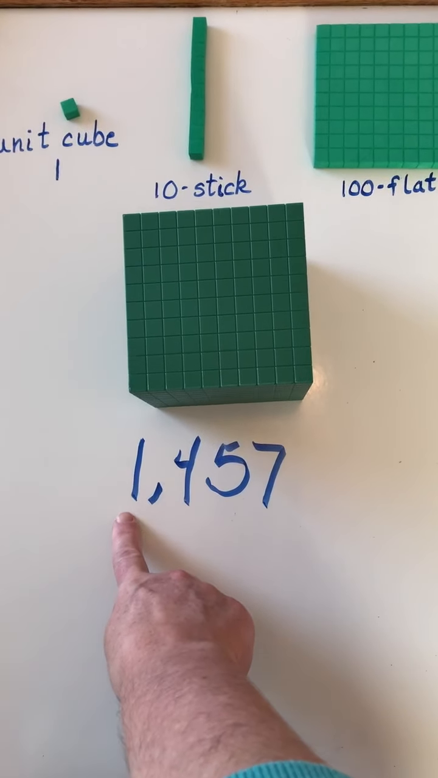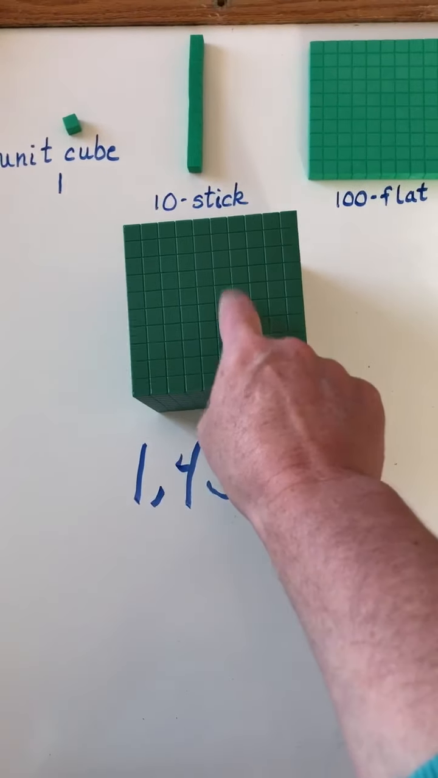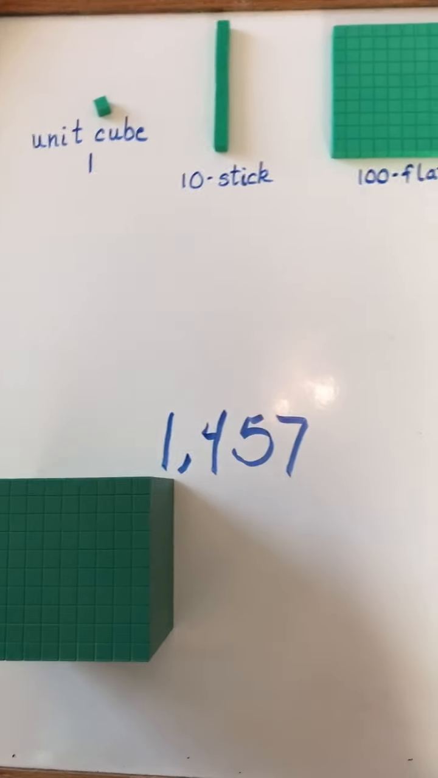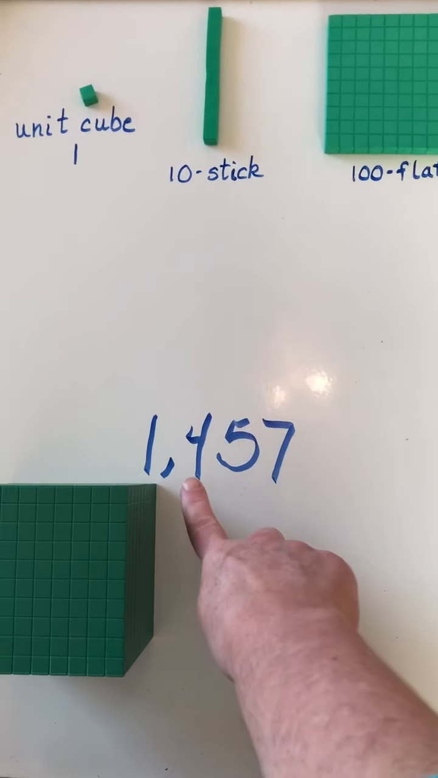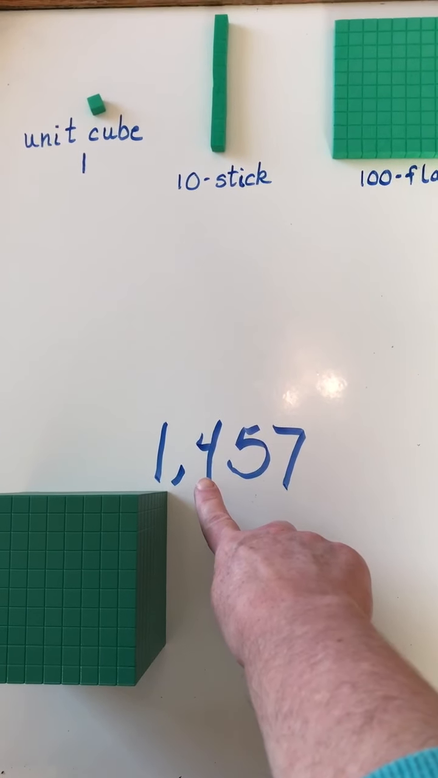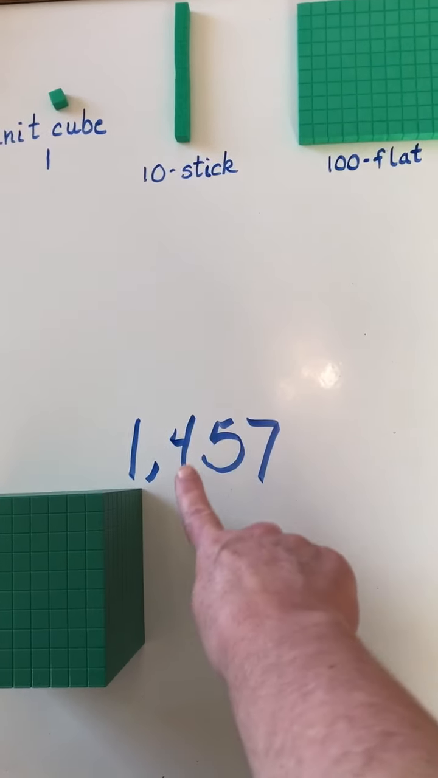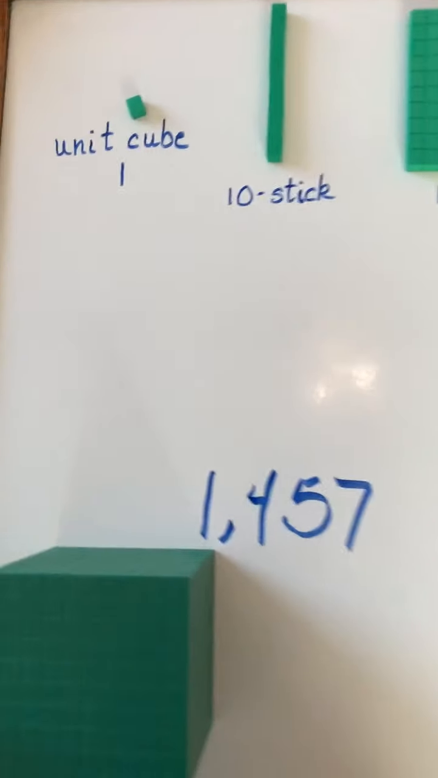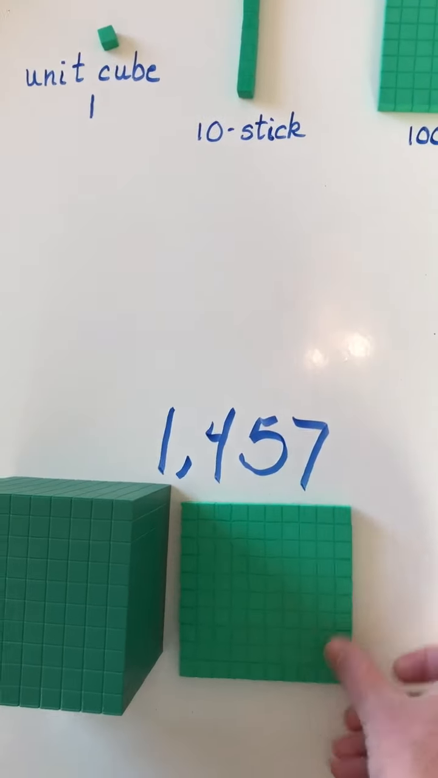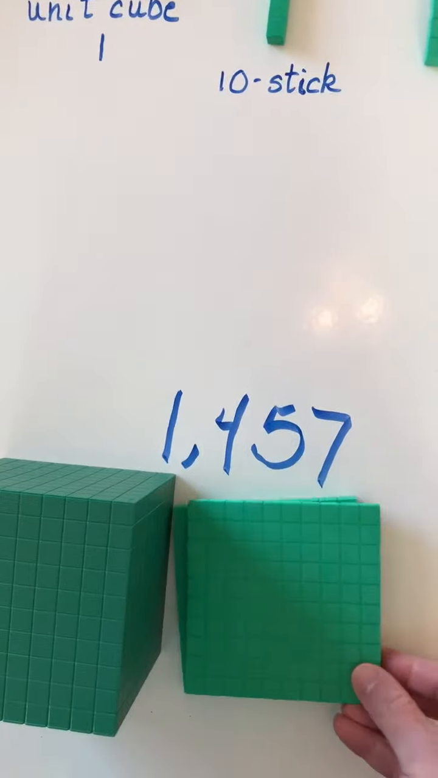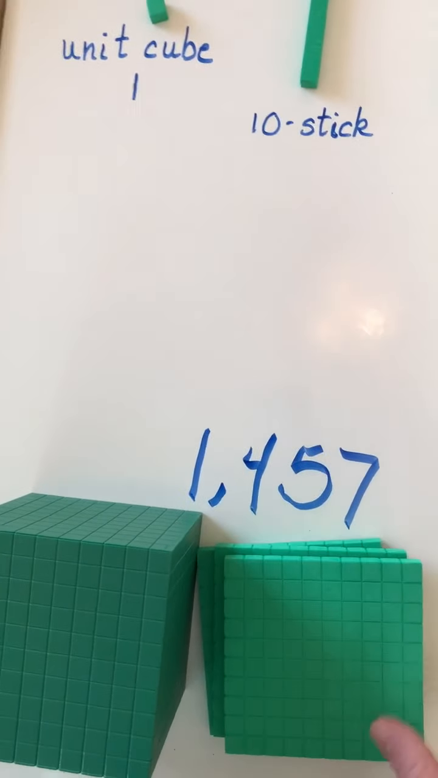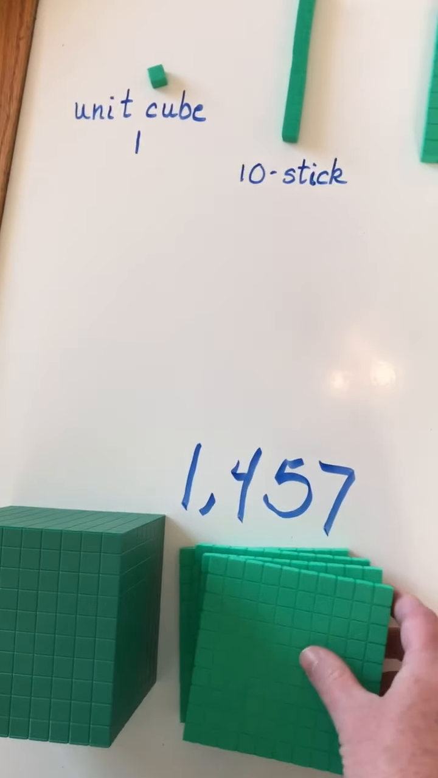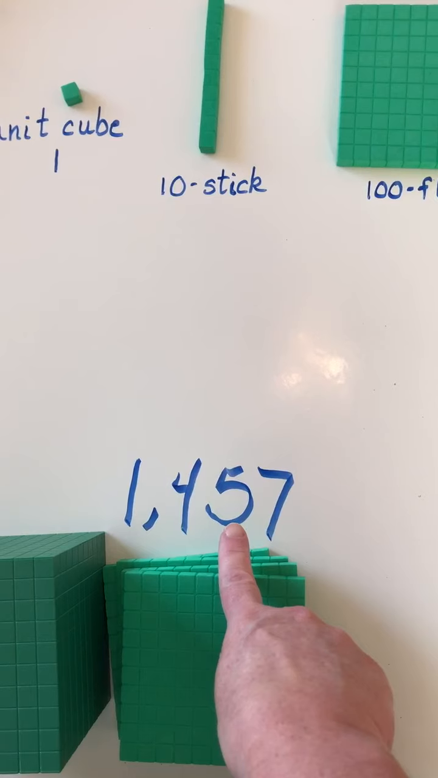Look at the thousands. What am I going to use for that? Yes, I've got to use our big 1,000 cube to represent that big number. 1,000. How many hundreds? 4. How many hundred flats do I need? 4, because listen, 1,400. So I need 4 hundred flats. Count with me. 1, 2, 3, 4. 1,400.